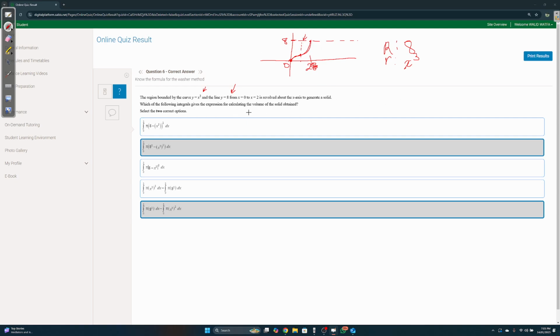So which one is the volume of the solid? V is equal to pi integral from 0 to 2 big R squared, so 8 squared minus x cubed squared dx. This is wrong because the square is outside. This is correct. This is wrong because again the square is outside. This is wrong because they used x cubed as big R, and this is correct.